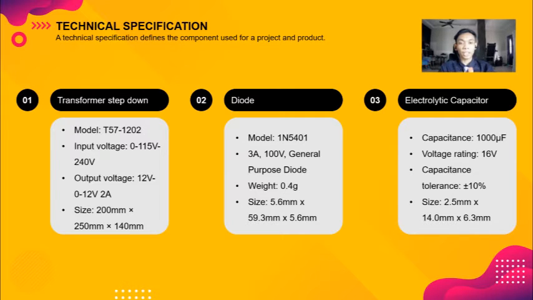The next component we have is the diode. We use diode 1N5401. This is a 3 ampere diode, and it can go through 100 volt. The diode weight is 1.4 gram, and the size is quite small. Then we go to the electrolytic capacitor. For the electrolytic capacitor, the capacitance is 1000 microfarad, and the voltage rating at which it can work is 16 volt. The capacitance tolerance is plus minus 10%.